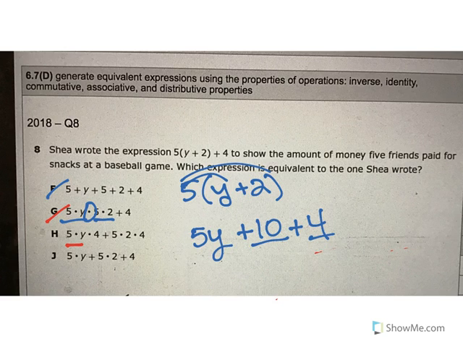Okay. Let's see if it's J. So we have 5 times y, perfect. An addition symbol, plus, perfect. Oh, kind of covered up the 5 times 2. Order of operations, multiplication comes before addition. 5 times 2 is 10, perfect. An addition symbol, awesome. Plus 4, awesome.